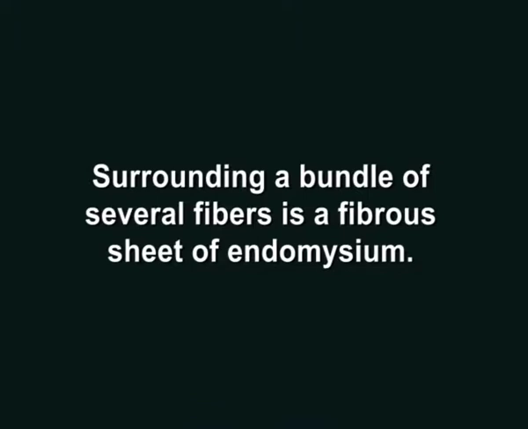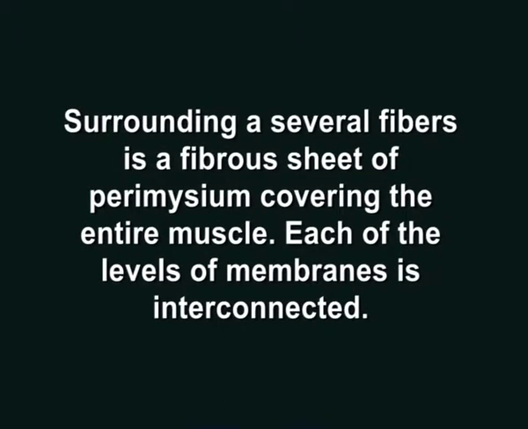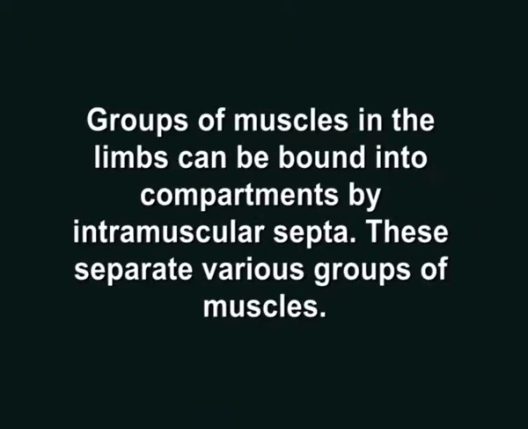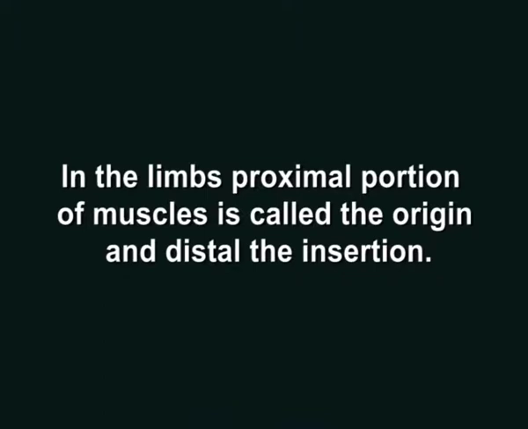Surrounding a bundle of several fibers is a fibrous sheath of endomysium. Surrounding several bundles is a fibrous sheath of perimysium, with epimysium covering the entire muscle. Each of these levels of membranes is interconnected. Vessels and nerves enter the outer layer to reach individual fibers. Groups of muscles in the limbs can be bound into compartments by intramuscular septa. These separate various groups of muscles. In the limbs, the proximal portion of a muscle is called the origin and the distal portion the insertion.